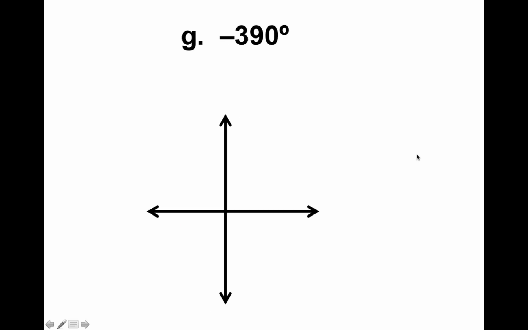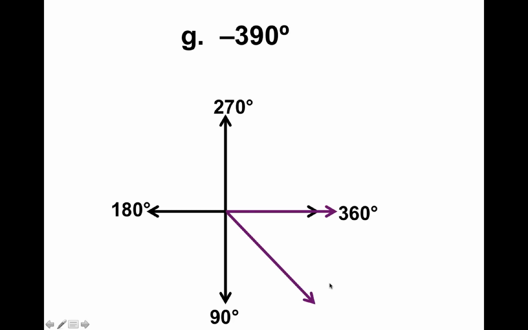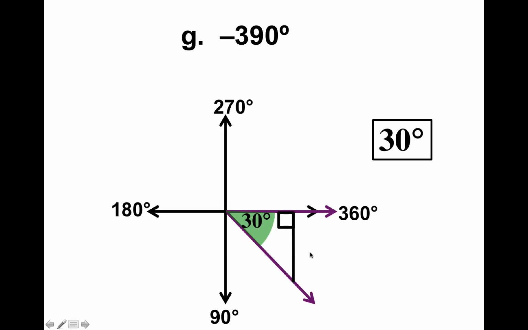Part G, draw an x and y axis. We're going in the negative direction, so starting at 0, this would be 90, 180, 270, 360. Notice I have to keep going, so it's more than 360 by a little bit. Draw a line to the x-axis, creating a right angle. So how much more than 360 was that? Well, it was 30 degrees more than 360, so my reference angle is 30 degrees.